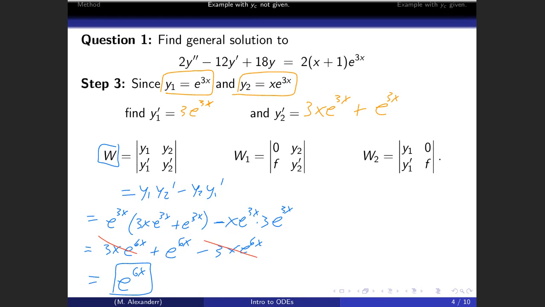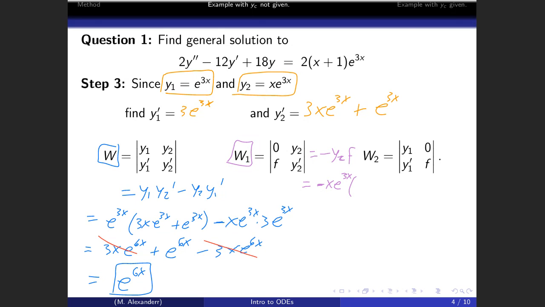Now we want to calculate the W1 function. And in the W1 function, we have a formula. And then this formula is very simple. We just write this down. And then this turns out to be minus y2 multiplied by the f. Okay. So that's the formula. And that means that we just plug in the information. So minus the y2, which is negative x e to the 3x multiplied by the f function.